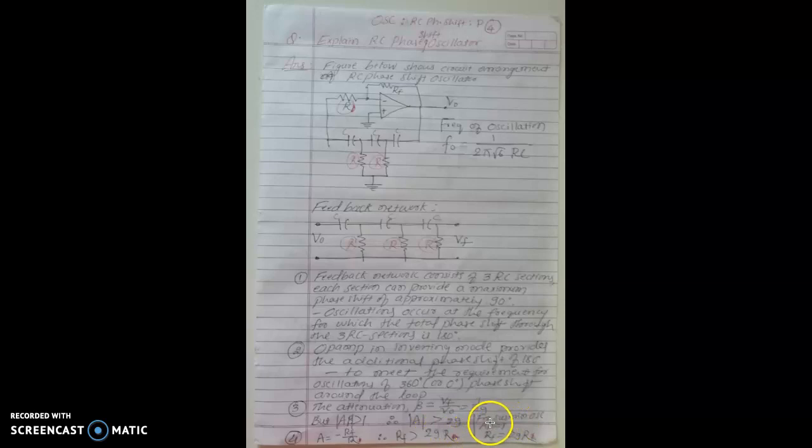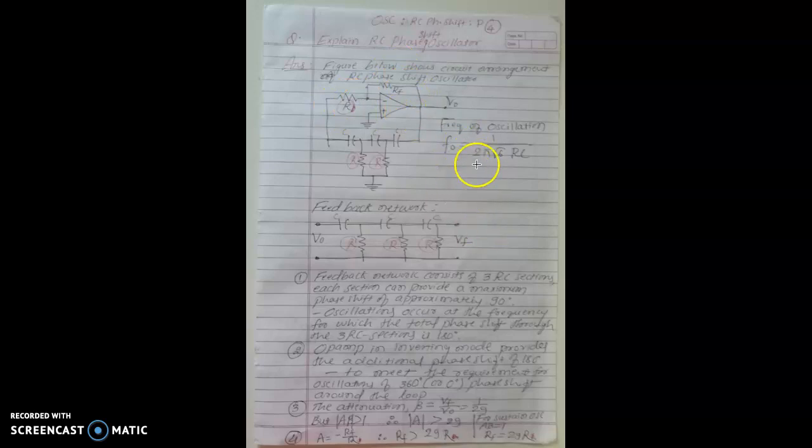So if we want sustained oscillation, we should select the value of Rf to be at least equal to 29 times R. To just meet the condition, A beta should be equal to 1, though it's good if it is greater than 1. So at minimum we should choose Rf equal to 29 times R.